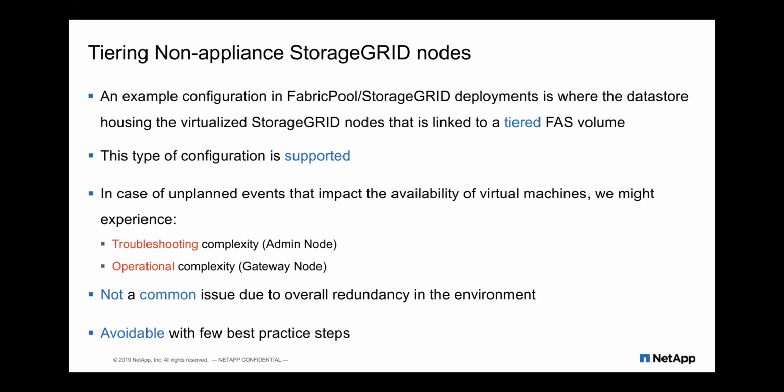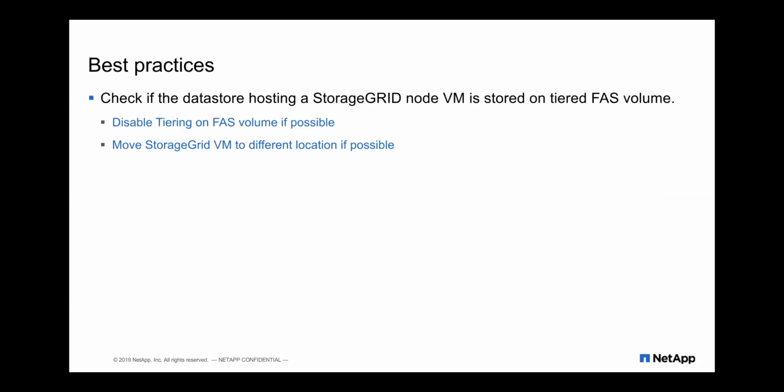There are those potential corner cases or single-time events that happen, but like I said, they can be avoided with a few best practice steps. Let me get into those. First, if it is a data store that is linked to a tiered FAS volume, we do recommend disabling tiering on that volume if possible, or see if you can move the StorageGRID virtual machine to a different location.